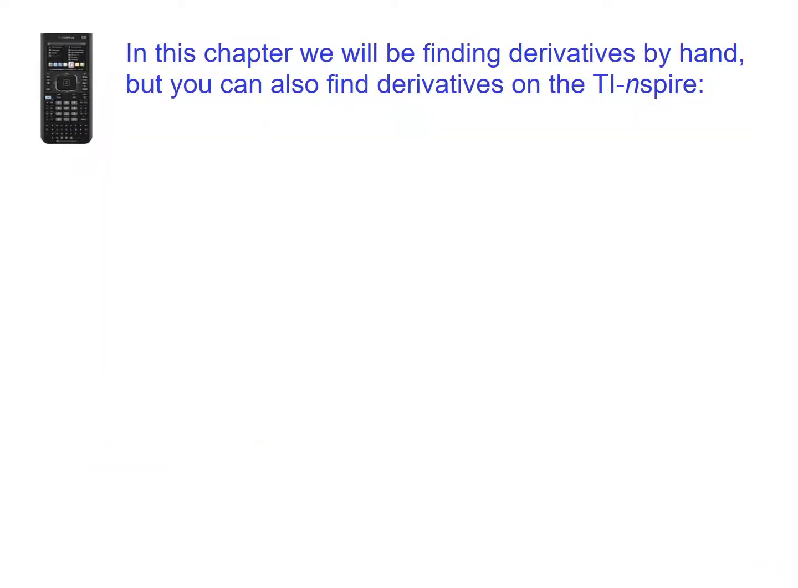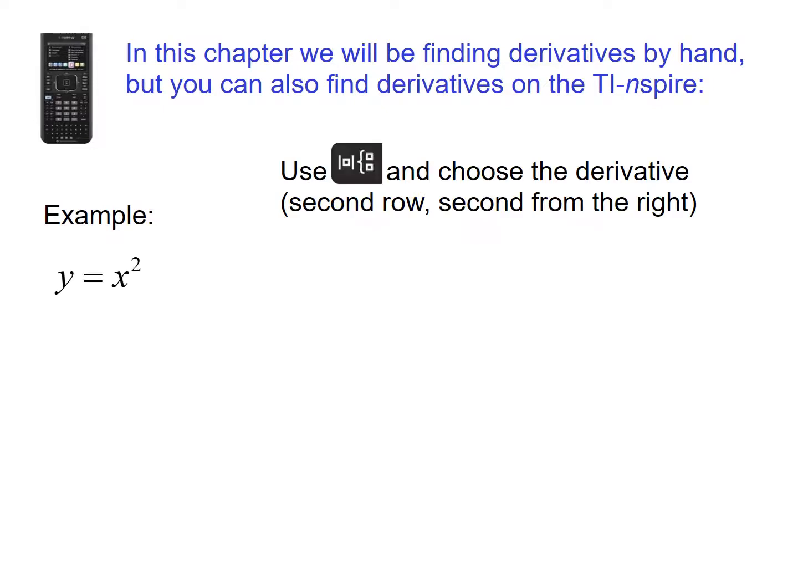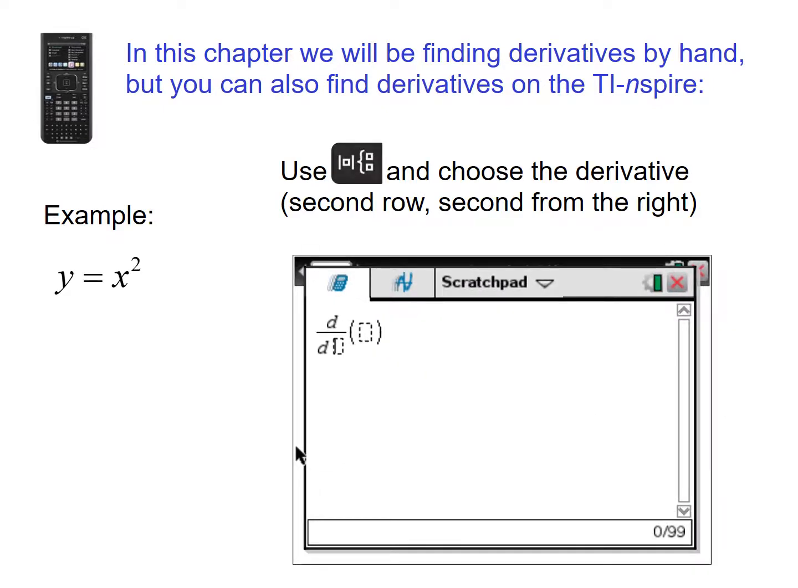And just to point out that although we will be learning how to do all of these derivatives by hand, there will come times where you are able to use your calculator, and I want to show you how to do that. Use this button right here next to the catalog, and you can scroll over and find the button that shows you the derivative. It's d box of box, and you can fill in those pieces. So if we want to take the derivative of x squared, we want to take the derivative with respect to x of x squared, hit enter, and we get 2x.